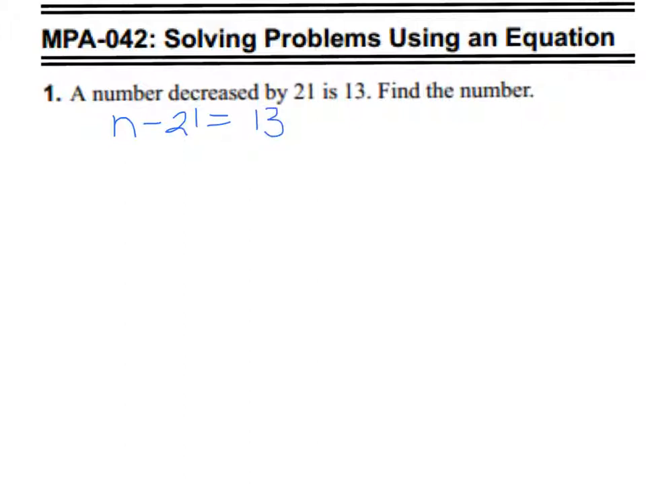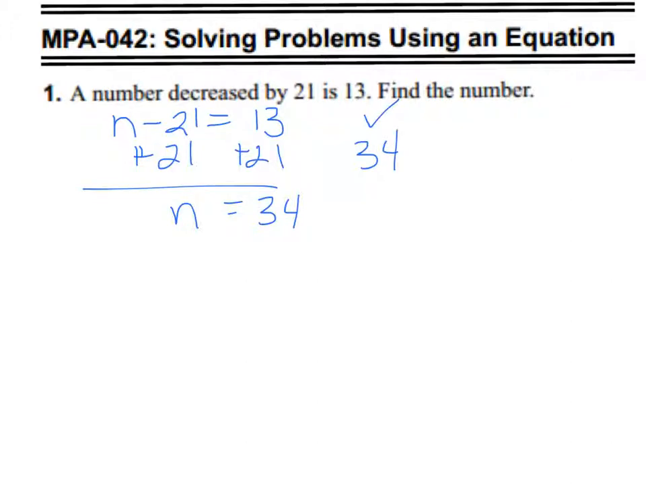To solve, we're going to use inverse operations, and the inverse of subtracting 21 is adding 21. So we have n equals 34, and I'm going to check by substituting back into my original equation. 34 minus 21 is in fact 13.